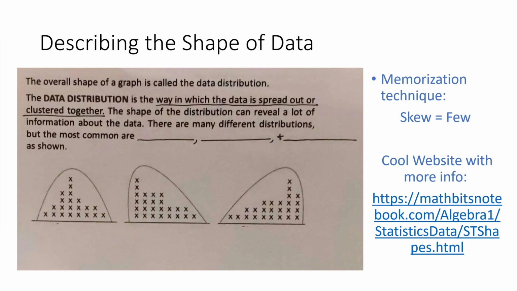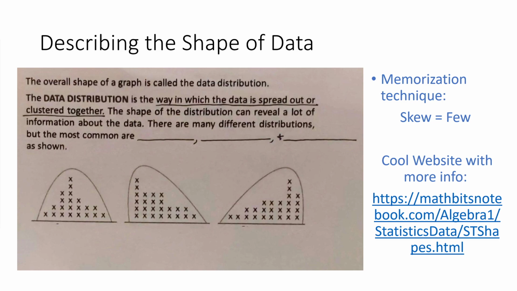Sometimes you'll be asked to describe the shape of data. And what they mean by that is, what were the trends, or how could I look at the data and make an assumption just by the shape of it? So the data distribution is the way in which the data is spread out or clustered together. The shape of the distribution can reveal a lot of information about the data.